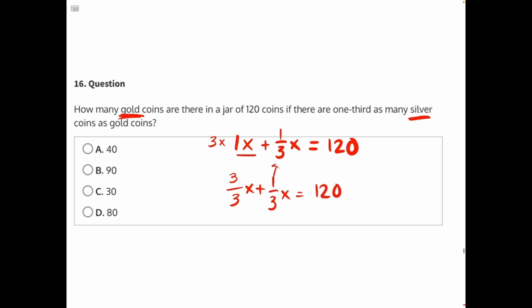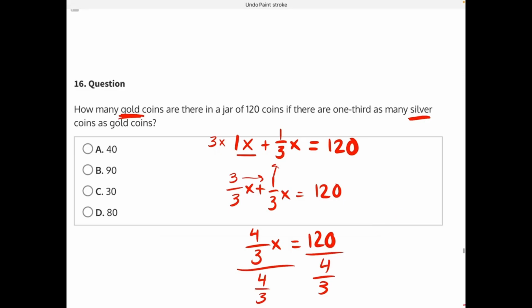So now we can add 3 plus 1, which will give us 4. The denominators stay the same. 4 over 3 x equals 120. And now, as our final step to solve, 4/3 is being multiplied to x. So now we need to divide both sides by 4 over 3. And you'll see whenever we're dividing by fractions, we need to actually multiply by the reciprocal. Remember our keep, change, flip? So it might be easier whenever you're seeing a fraction multiplied to a variable, instead of thinking of it as we're multiplying so we need to divide, you could skip straight to the keep, change, flip part.